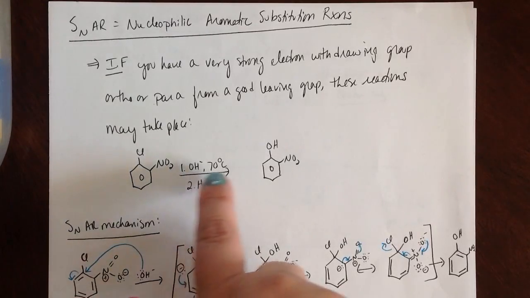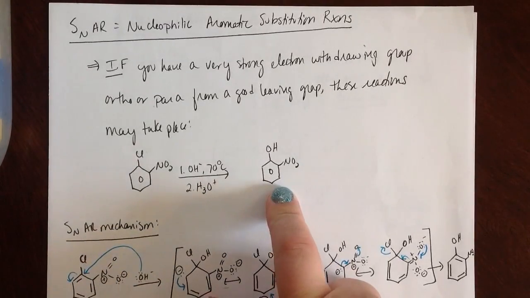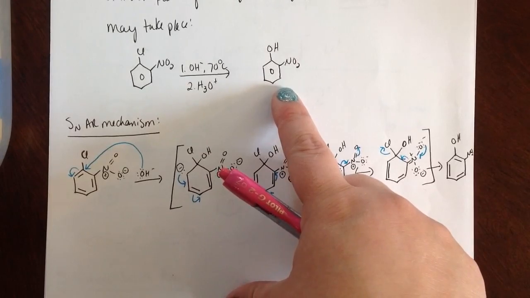And you can do this in a base. You take some heat and then you follow it up by some acid there, and then you can get sort of a substitution type of reaction. Well, there's a reason why.